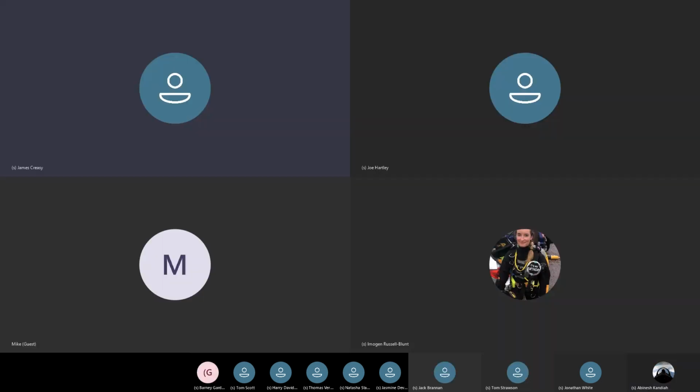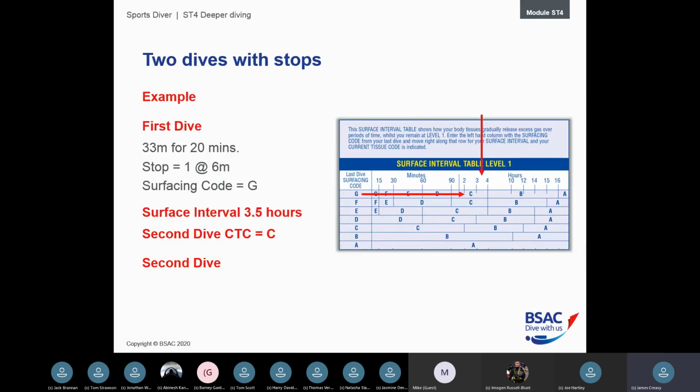So we can hopefully go back to the PowerPoint now. Too many tabs open. Can you all see the PowerPoint? I think you should be able to.